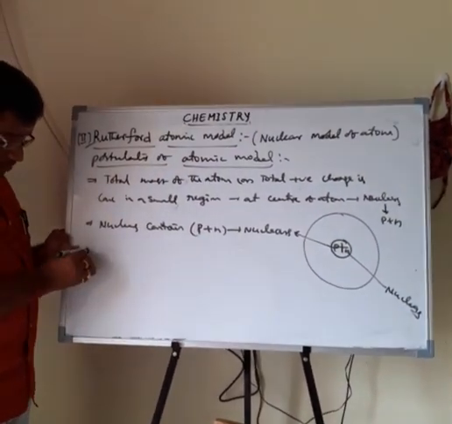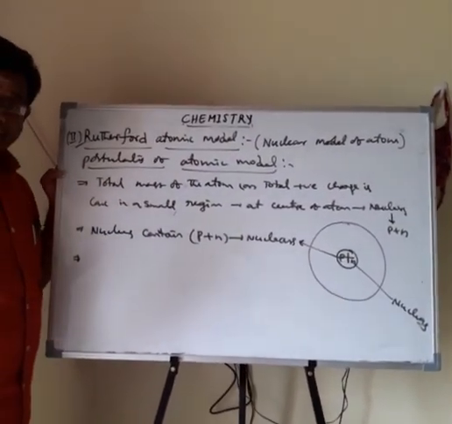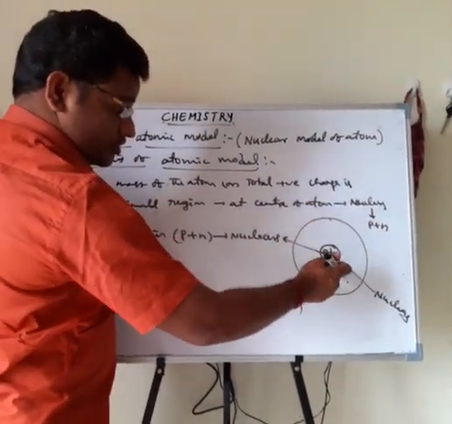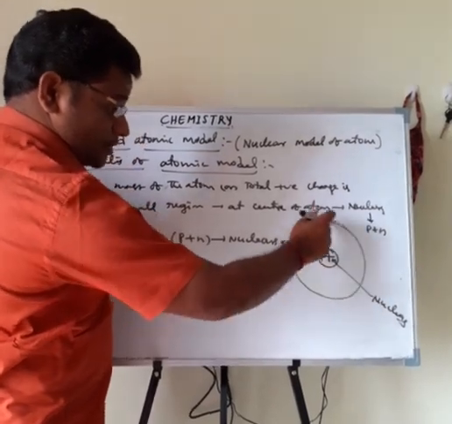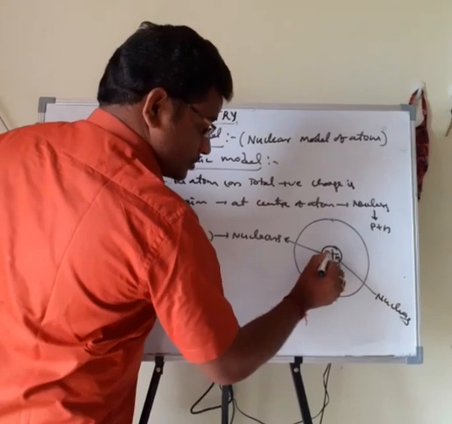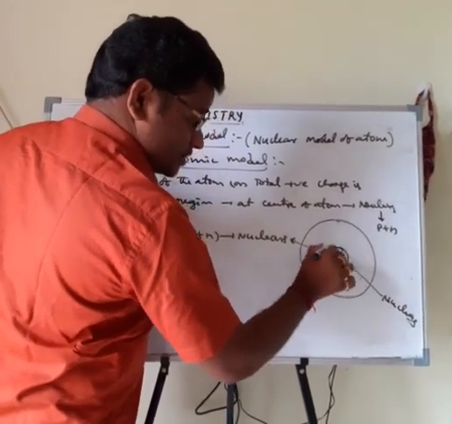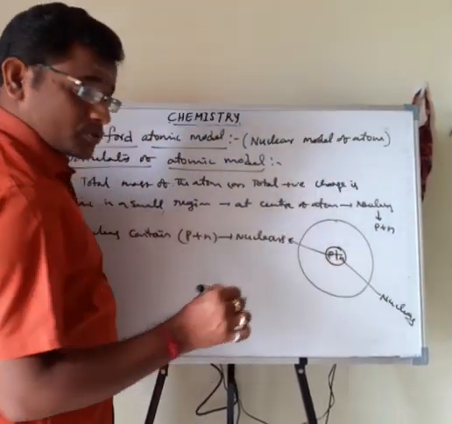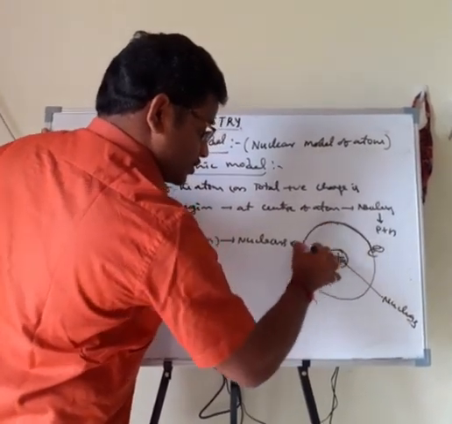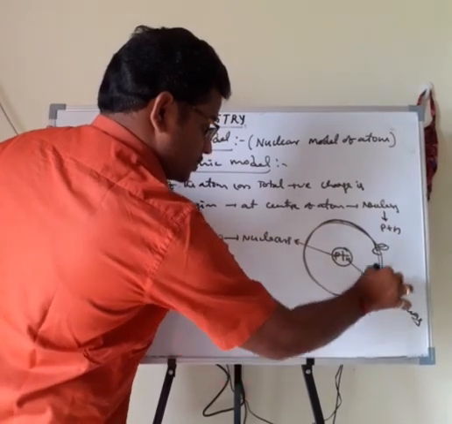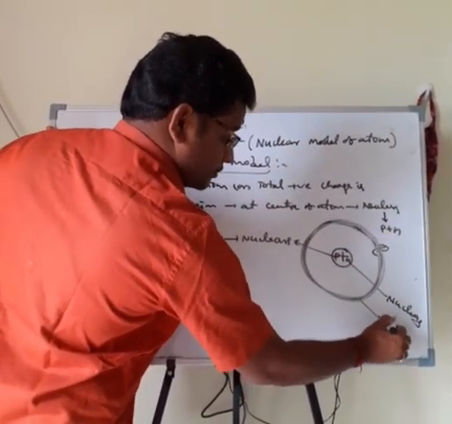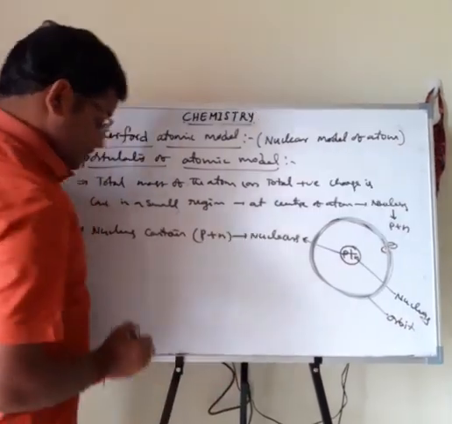Then the third point: the negatively charged electrons are revolving around the nucleus in a circular path. The type of circular path is called an orbit. So protons and neutrons are present at the center of the atom, the nucleus. Then what about the position of electrons? The negatively charged electrons are revolving around the nucleus in a circular path. The circular path is nothing but the orbit. So that is the third point.